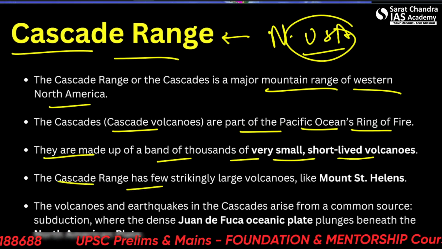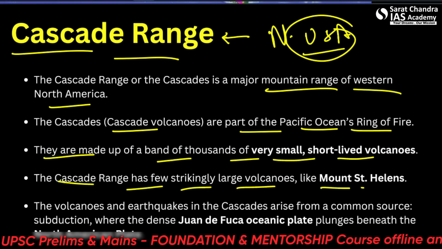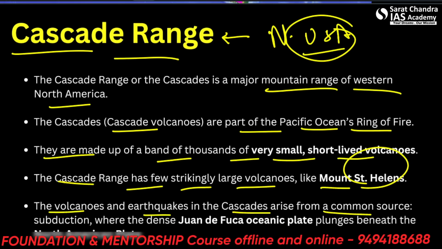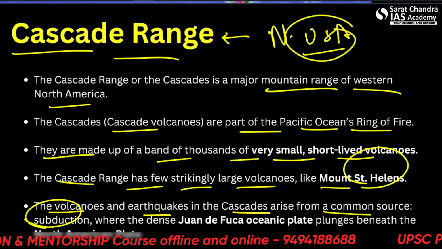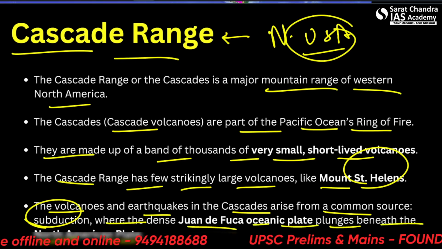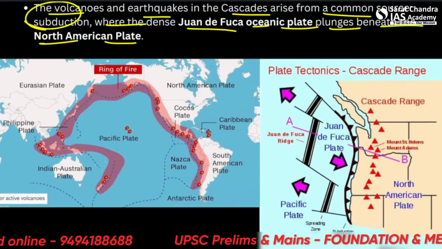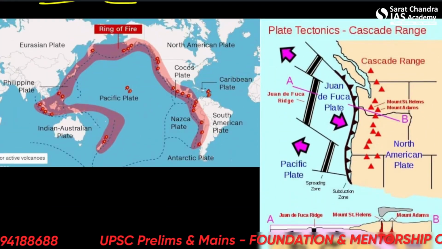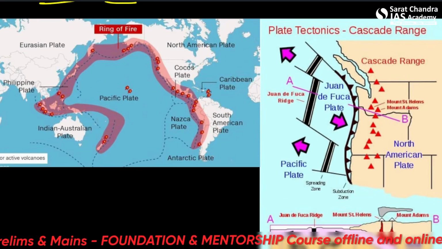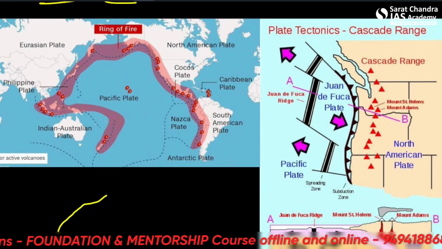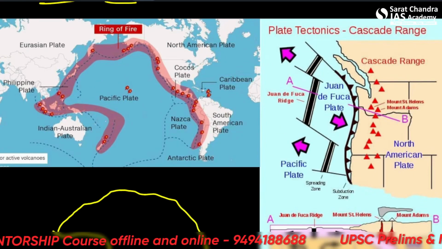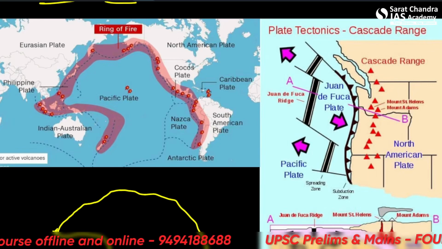The Cascade Range has few strikingly large volcanoes like Mount St. Helens. The volcanoes and earthquakes in the Cascade arise from a common source. So what is the common source? It is subduction, where the dense Juan de Fuca oceanic plate plunges beneath the North American plate. So here we can see the Ring of Fire also from this map. Ring of Fire is a ring of active and non-active dormant volcanoes in and around the Pacific Ocean. So times and times again, there are volcano eruptions in these areas, and this is why it is known as Pacific Ring of Fire.